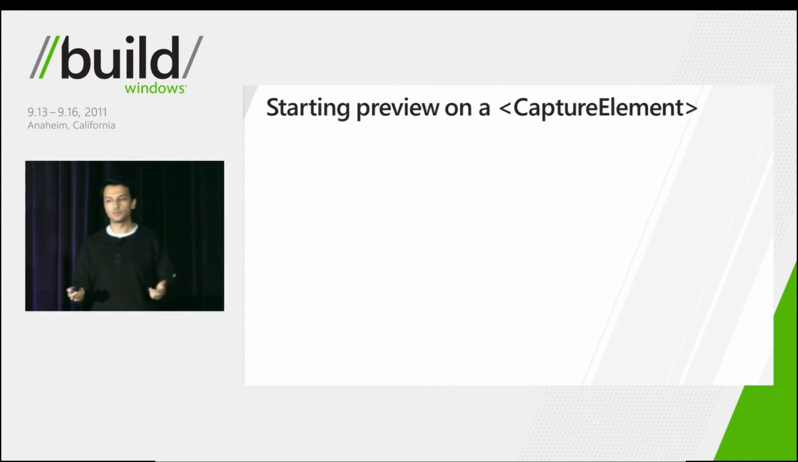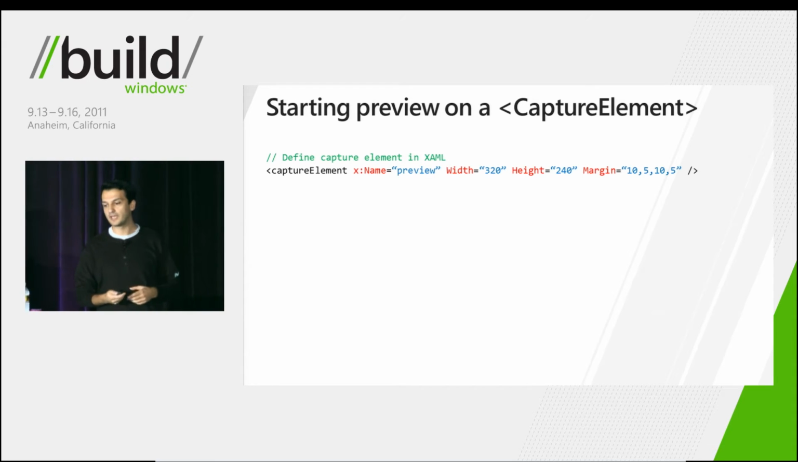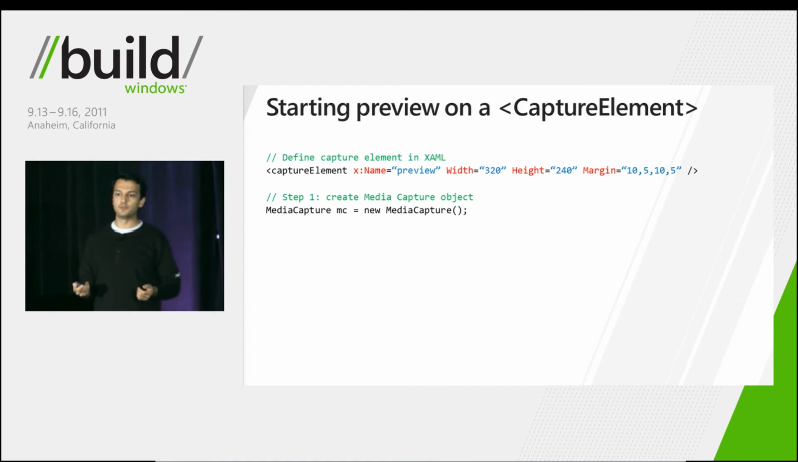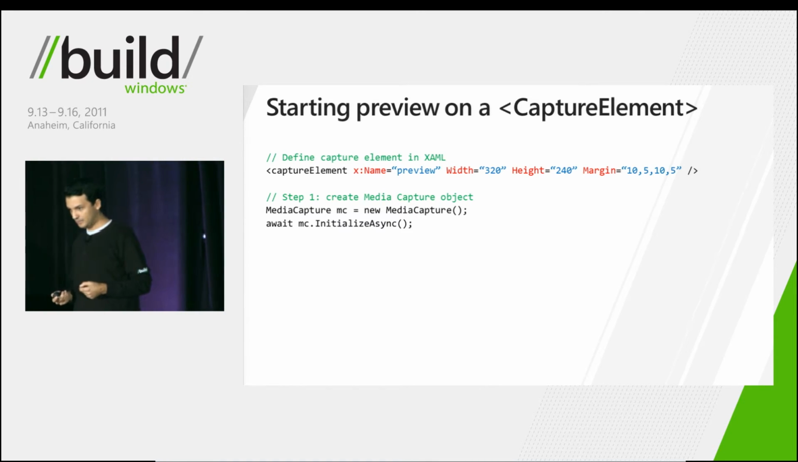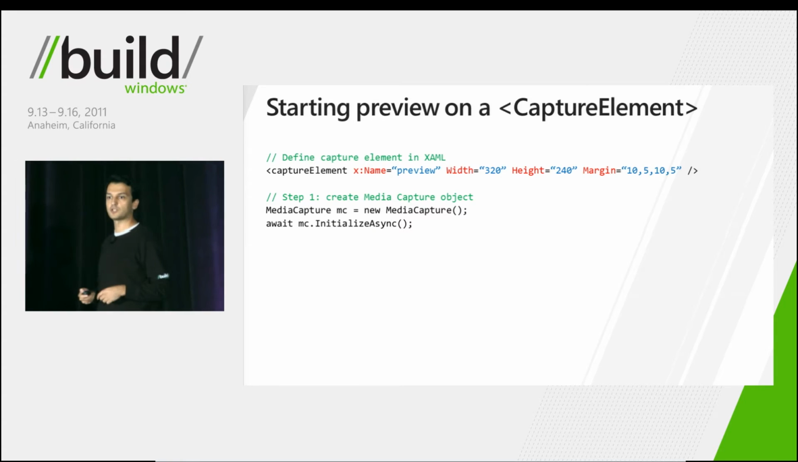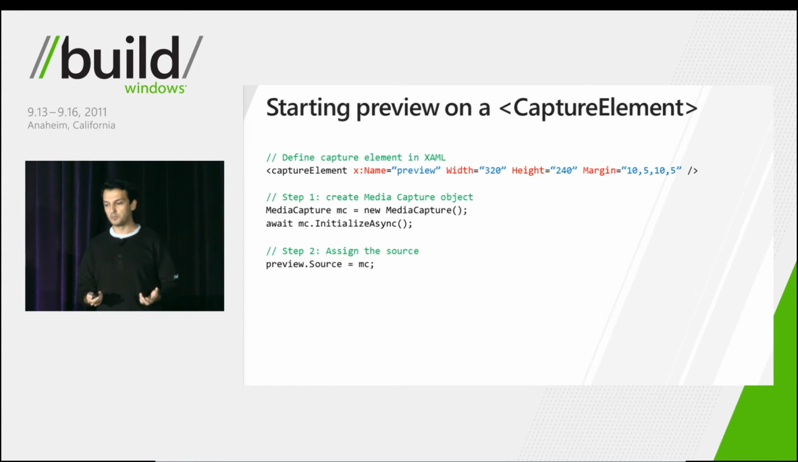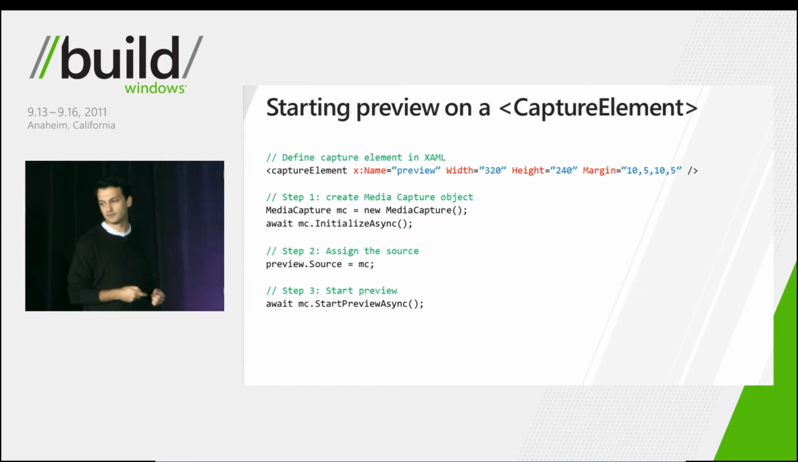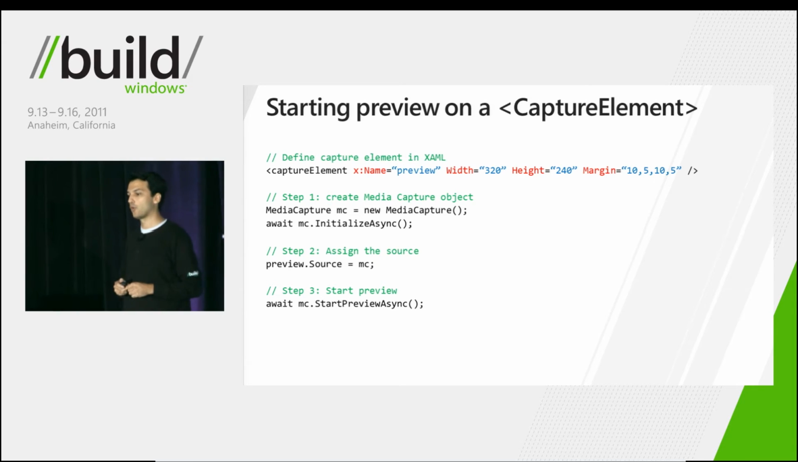Doing all of these with a capture element is, again, very easy. This time I have a capture element in XAML, and new up the media capture object again, and call the same function, initialize. Once that's completed, update the source of the capture element, and then you are ready to call start preview to get the feed going again.